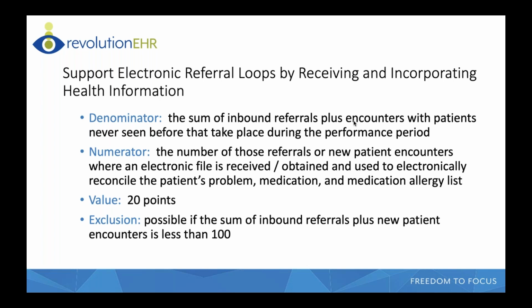The numerator is then going to be the number of those referrals or new patient encounters where you receive an electronic file and then you use it to electronically reconcile three categories: the patient's problem list, medication list, and medication allergy list. The value here starts at 20 points, could be more, could be less, based on the exclusion possibility. And speaking of that, the exclusion is possible if the sum of inbound referrals plus new patient encounters is less than 100. So unlike the send measure, where we said the exclusion is very likely to be possible, this one is a whole lot less likely.